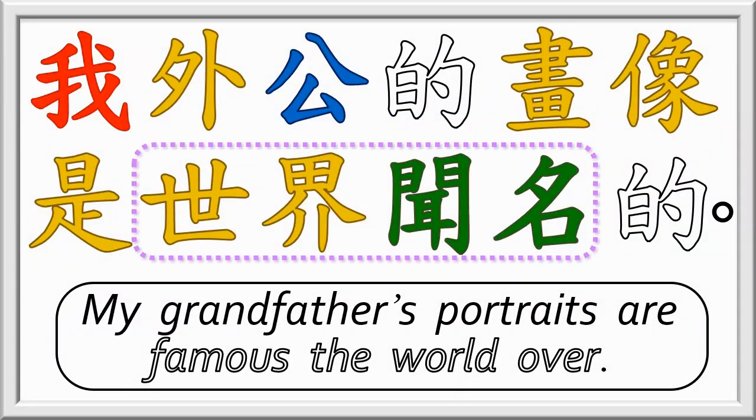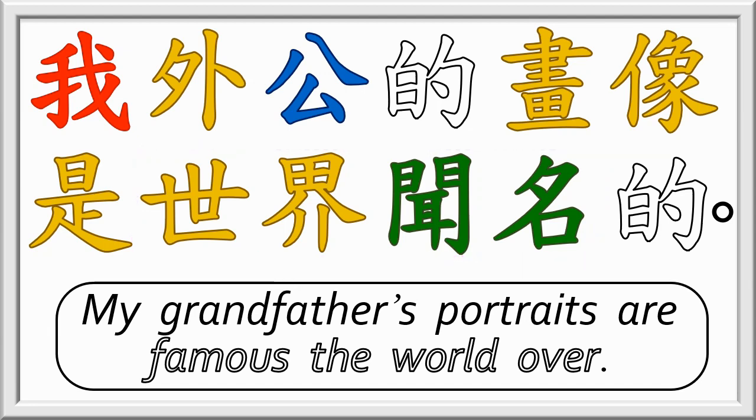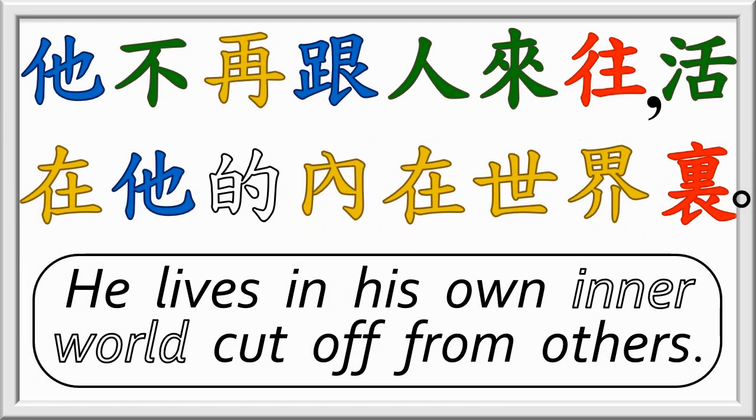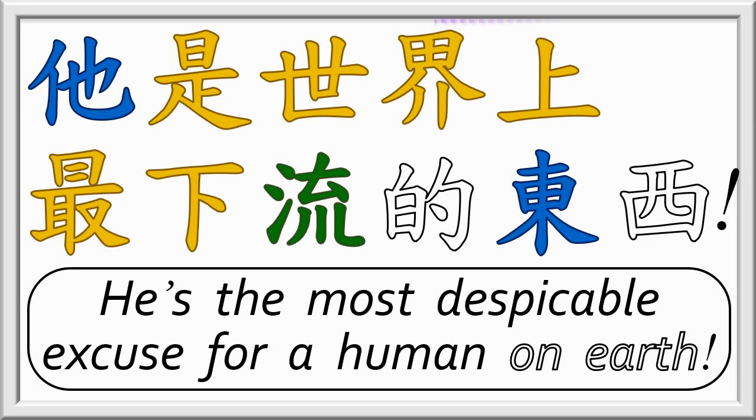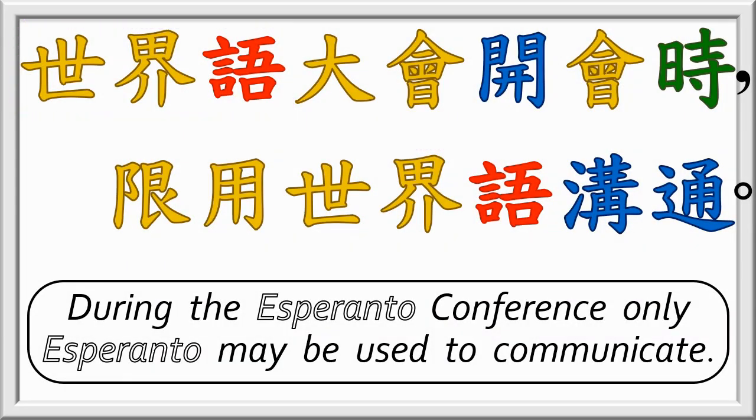我外公的画像是世界闻名的。My grandfather's portraits are famous the world over. 他不再跟人来往，活在他内在世界里。He lives in his own inner world, cut off from others. 他是世界上最下流的东西。He is the most despicable excuse for a human on earth. 世界语 literally, world language, is the accepted term for Esperanto. 世界语大会开会时，现用世界语沟通。During the Esperanto conference, only Esperanto may be used to communicate.